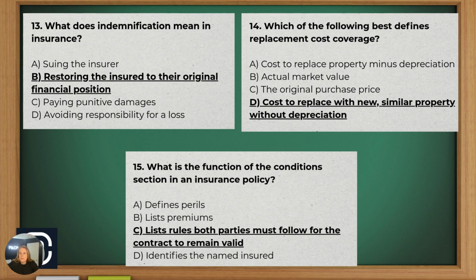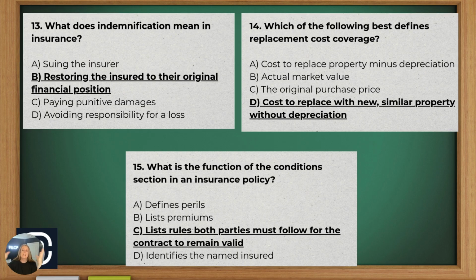And then lastly, number 15, what is the function of the condition section in an insurance policy? This one is C. It lists the rules for both parties that they must follow for the contract to remain valid. So this hits on two questions that you might have on the exam. This is talking about the conditions section of the policy. We've now hit on the declarations, the insuring agreement. Now we're on the conditions. So again, this is talking about the DICE: declarations, insuring agreement, conditions, and exclusions.